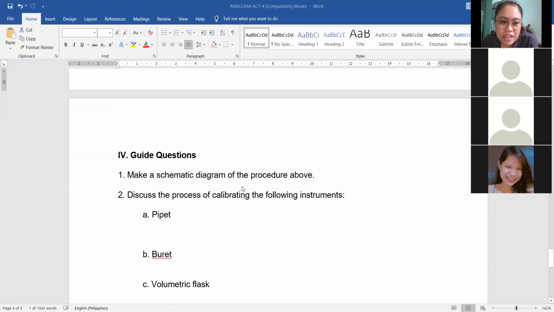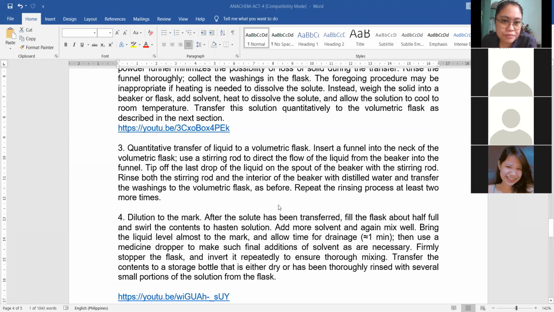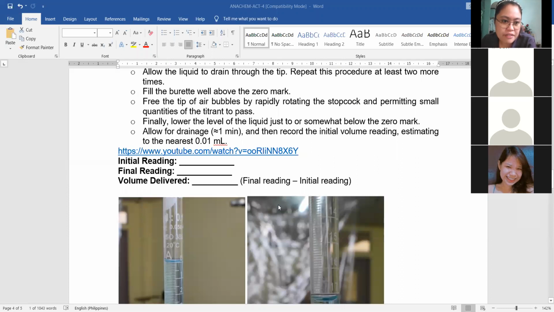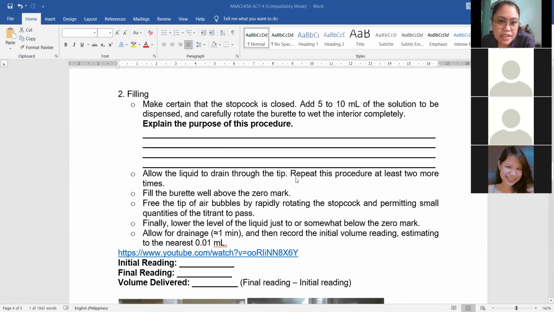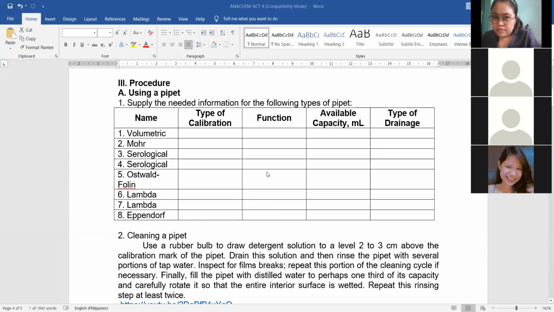So sa inyong activity, you will just answer the guide questions. You have to make a schematic diagram of the procedures above. So lahat yon, you will be making a schematic diagram, and then you have to discuss the process of calibrating the three instruments, the pipette, the burette, and the volumetric flask. So you have to do research for this, okay? Aside from this one, the reading, the final reading, and the volume delivered, and the explanation of this procedure, as well as the type of pipettes. Ito yung gagawin nyo for the remaining time.